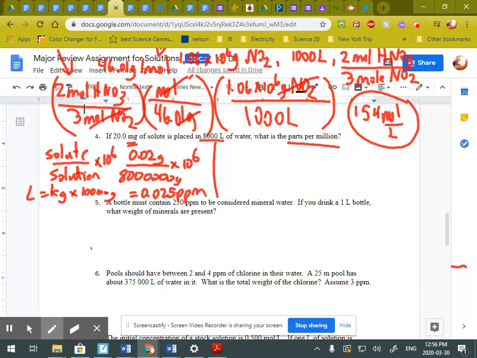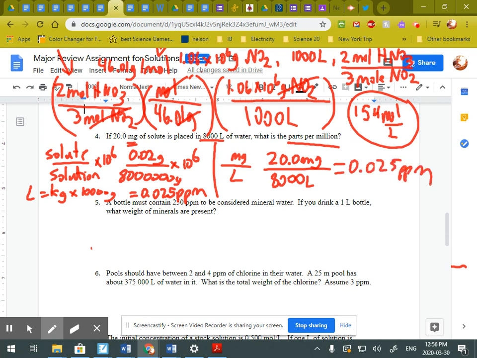Now the other way you can do this is, remember what I said? A milligram over a liter is already in parts per million. So you could just go 20 milligrams over 8,000 liters and divide it out that way. That's the shortcut. So 20 divided by 8,000, and it gives us the exact same value.